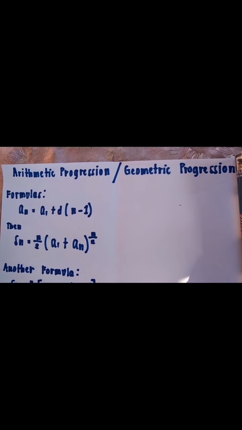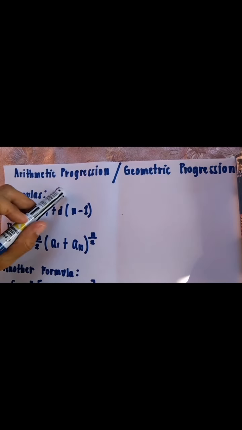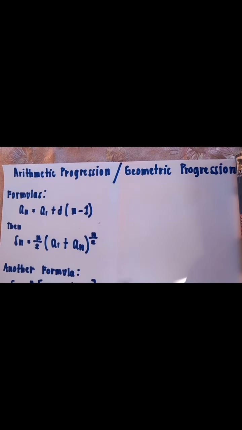Good day, everyone. For today, we will be talking about arithmetic progression and geometric progression, and we will also try to solve 5 problems using these formulas. An arithmetic progression is defined as a series of numbers in which the difference of any two consecutive terms is constant, called the common difference, which is represented as d.